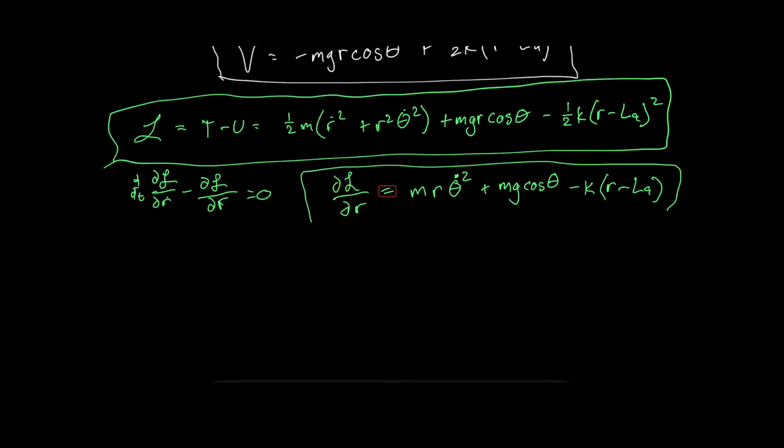And then we have the partial L with respect to r dot. Where is r dot? There's only one term for r dot, that's good. So then we have m, because the 2 cancels the 1/2, times r dot.